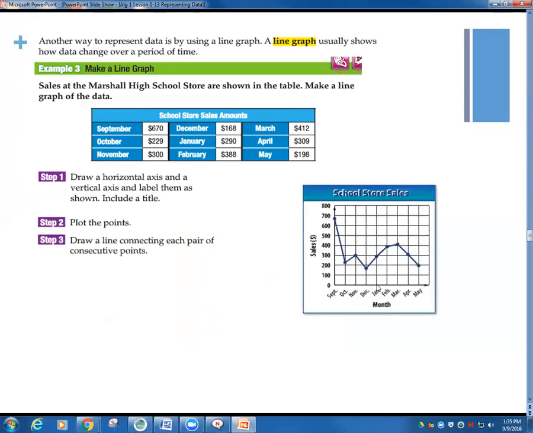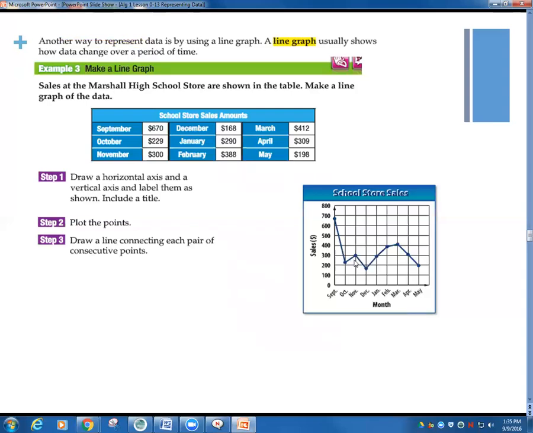So across the bottom is the month. The vertical axis is how much they sold, and we're talking about school store sales. So in September, you could see they had a really high amount, and then October, November, December, January, February, March, April, May, it kind of fluctuated, but it was way lower. And my guess is that in September, that's when school is starting, so a lot of students are buying more things in September. And then October, you already have your school supplies, so you probably don't need too much.